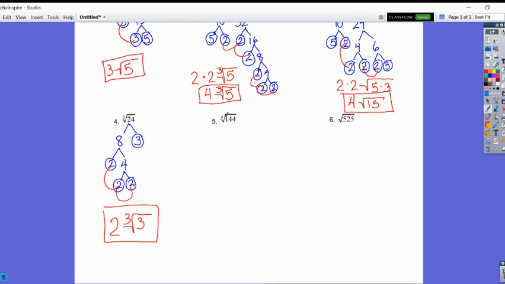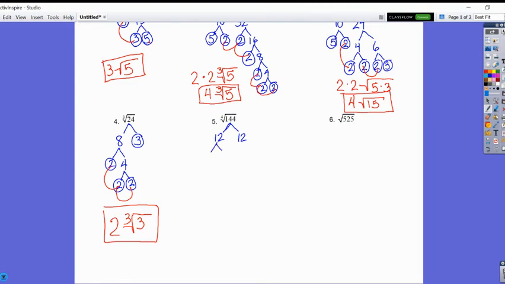Next up, we've got 144. That's not a prime number. 144 happens to be a perfect square. It's a 12 times a 12. But I can't do anything with it because I'm not talking about the square root of 144. I'm talking about the 4th root of 144. So I still have to make that factor tree and break this apart.